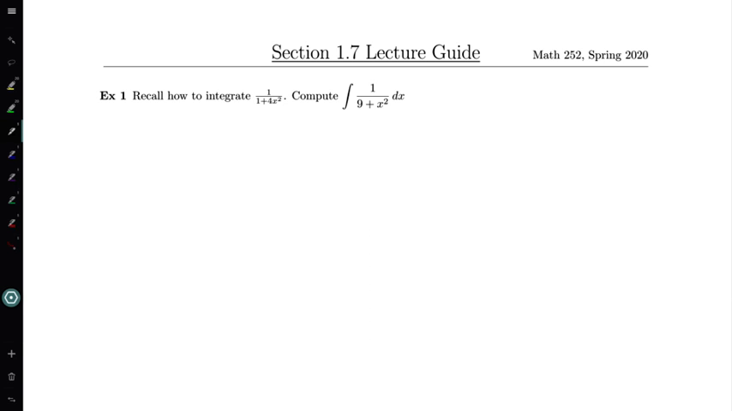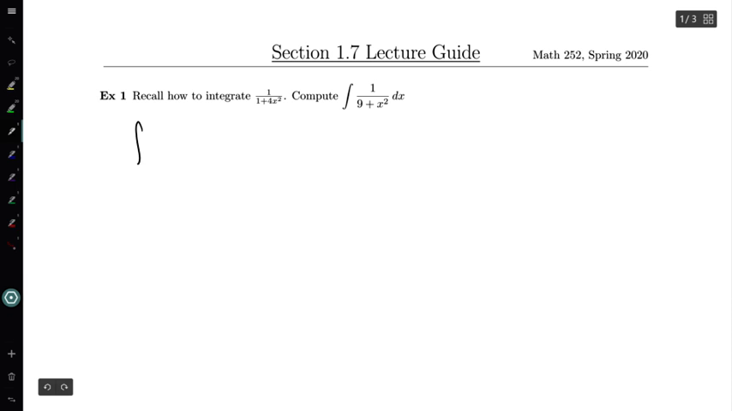In section 1.7, we're going to be talking about integrals related to inverse trig functions, especially, and how to manipulate some of these rational functions that we might see in the integrand in order to get some kind of inverse trig function out. So example one, we want to recall how to integrate 1 over 1 plus 4x squared.